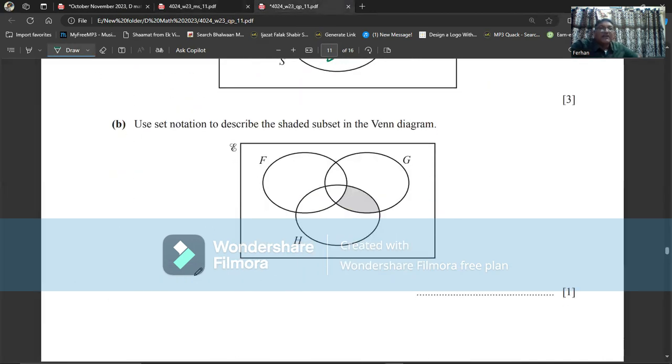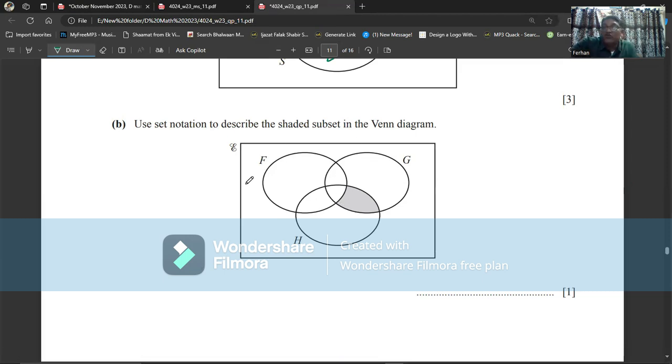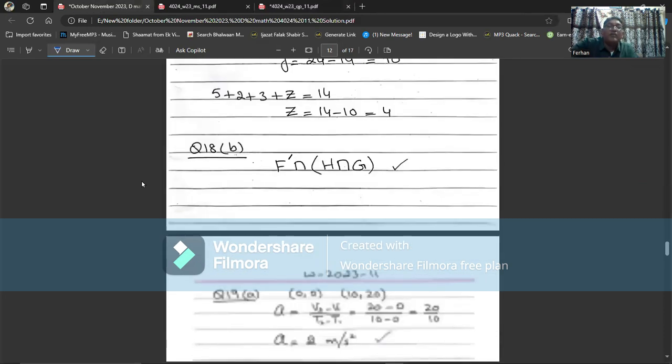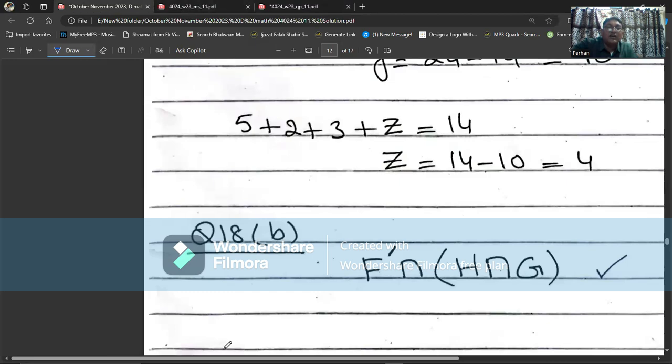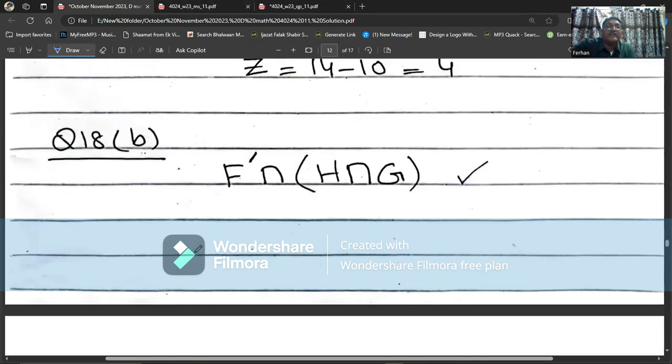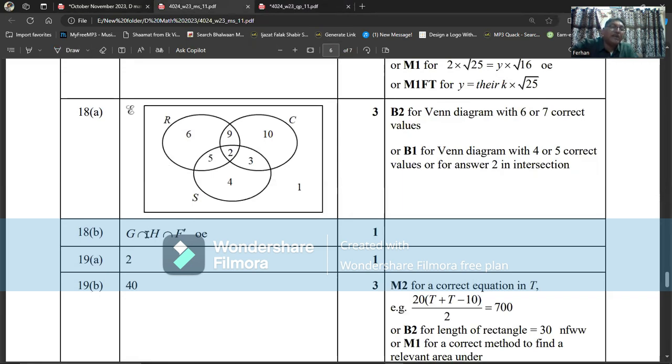Hopefully you understand. He says use this B part. This is the B part of that question. Use set notation to describe the shaded subset in the Venn diagram. So this shaded portion is out of F. So that means F complement. Out of F, the common portion between H and G. So it will be F complement intersection H intersection G.